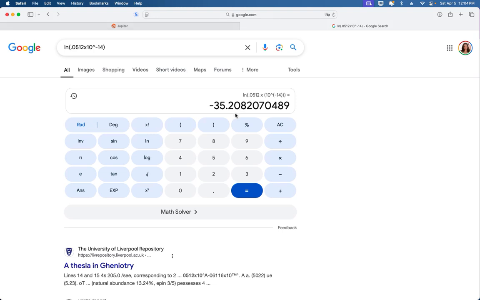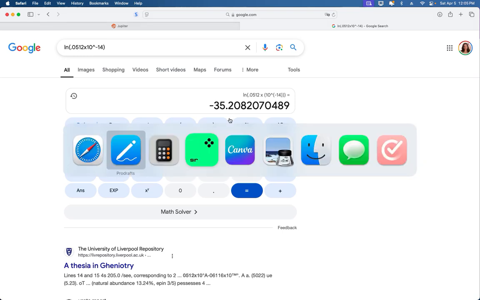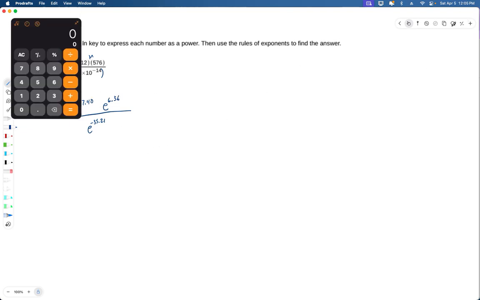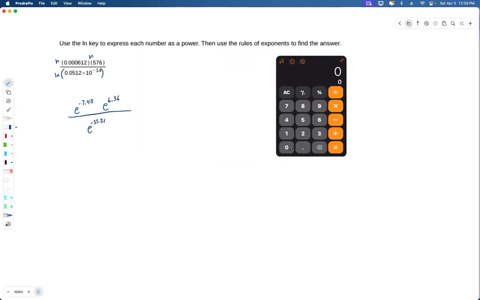That's what you want to do. Just use Google. Just honest to goodness, use Google. That'll give you the right answer. Negative 35.21. So e to the negative 35.21. And then we just use our rules for exponents to find the answer, like it says. So we know what to do here, and we can use this calculator right here. It's not going to steer us wrong.